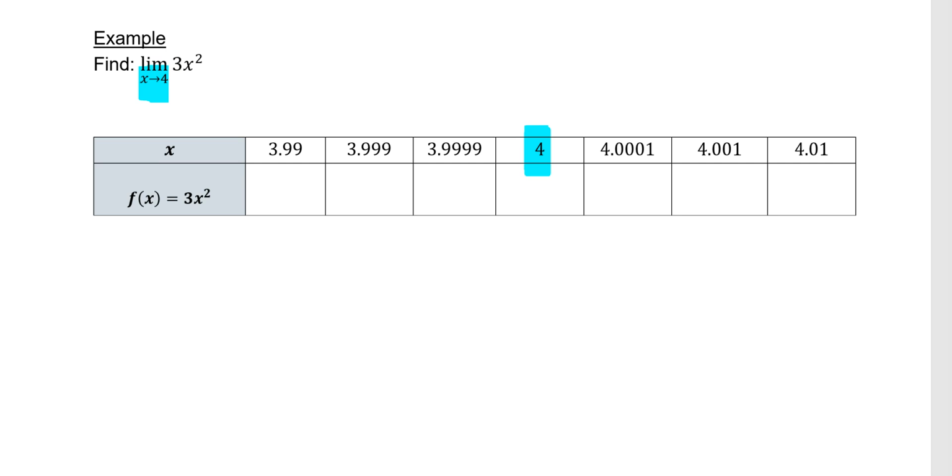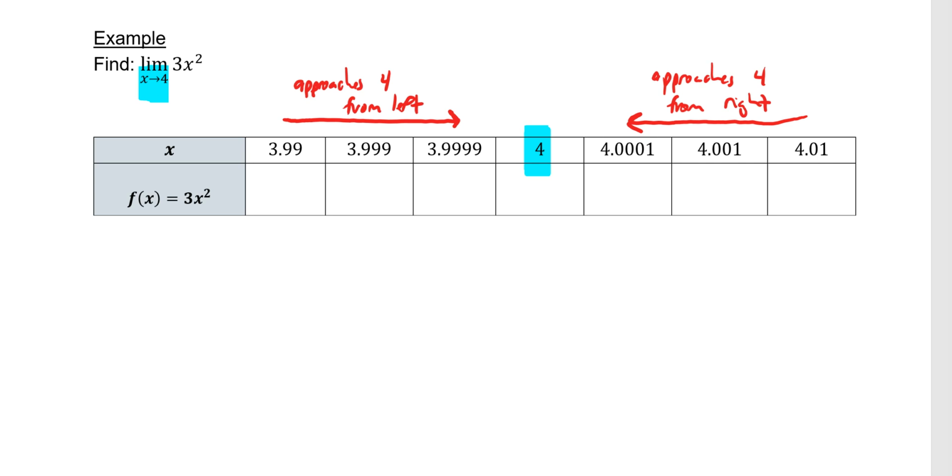And then I choose values that are less than 4, but that are getting closer and closer to 4 from the left. And then I also choose values that are greater than 4, but that are getting closer and closer to 4 from the right. There are no set values that you have to choose. You could have chosen 3.8 for this one, then 3.89, or 3.99999. There's no set values for these.